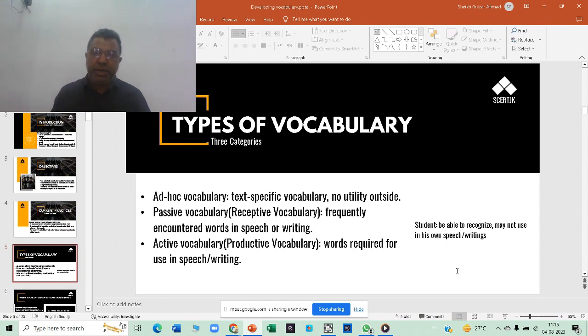When our students go to a textbook, read a novel, a drama, a fiction, a prose passage, a poem, what do they see? It has been concluded that there are 3 types of vocabulary that our students, learners encounter. The first one is ad-hoc vocabulary, the second is passive vocabulary, and the third is active vocabulary.